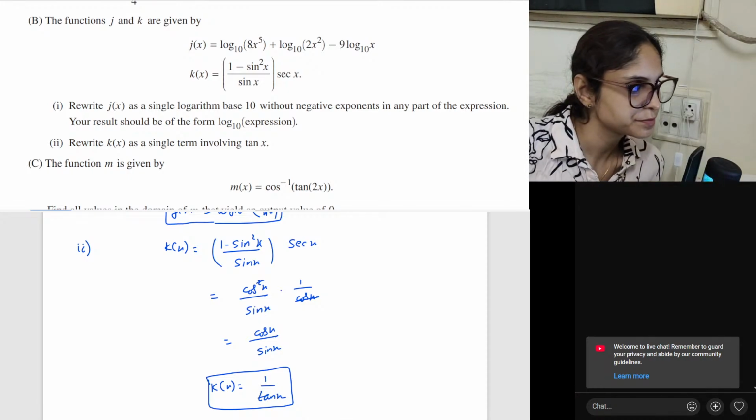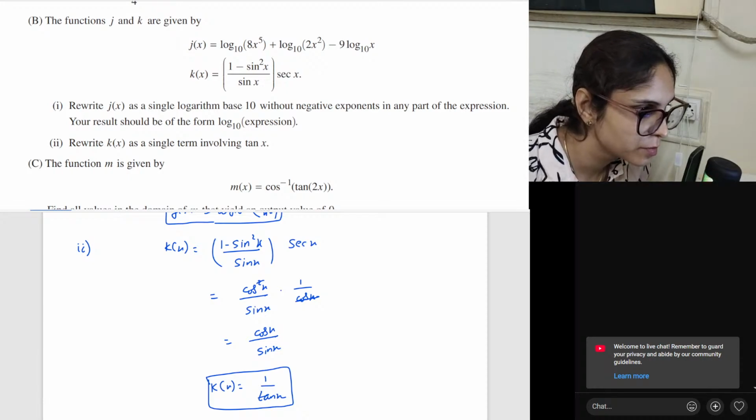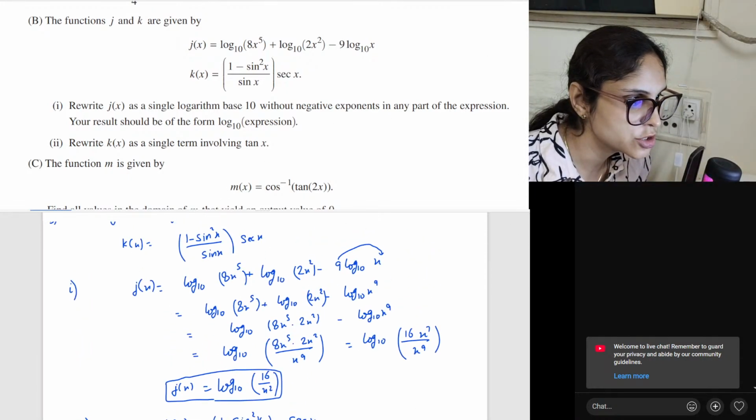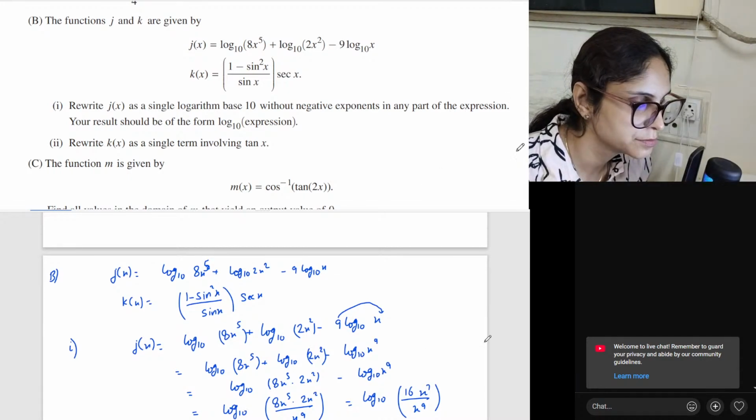Got it? So k of x is 1 over tan x. And for the previous question, g of x was log base 10 of 16 over x squared.